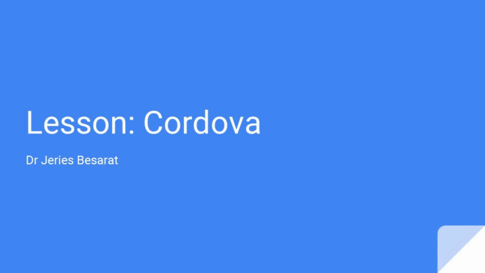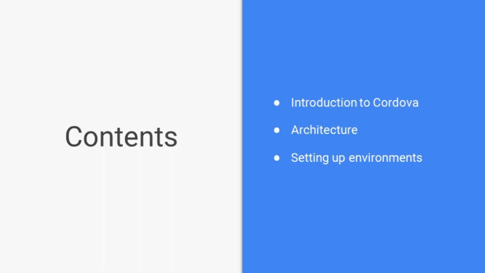Cordova is an open source mobile development framework which allows us to create mobile applications with standard web technology such as HTML5, CSS3, JavaScript.